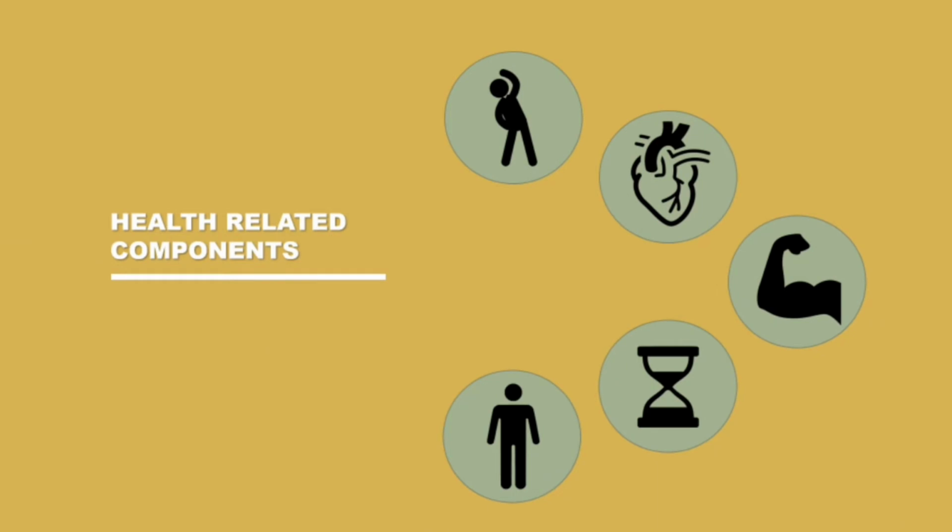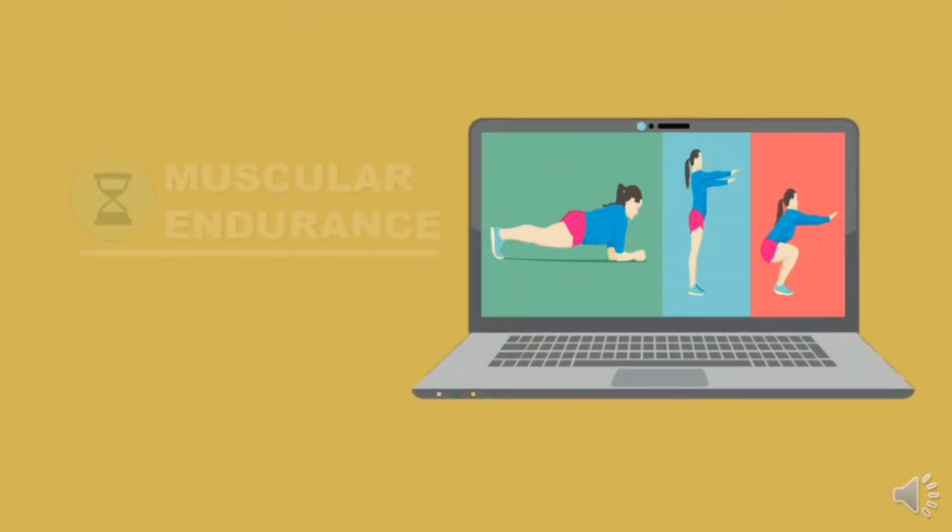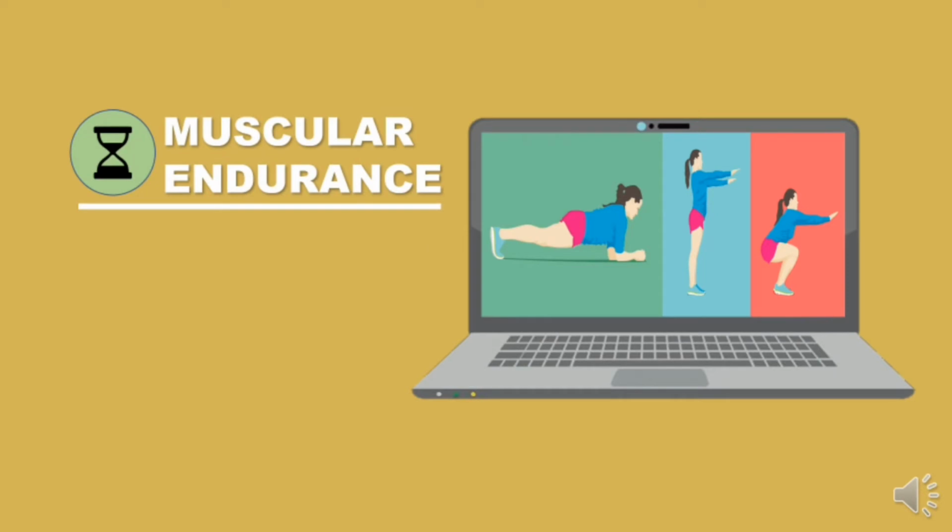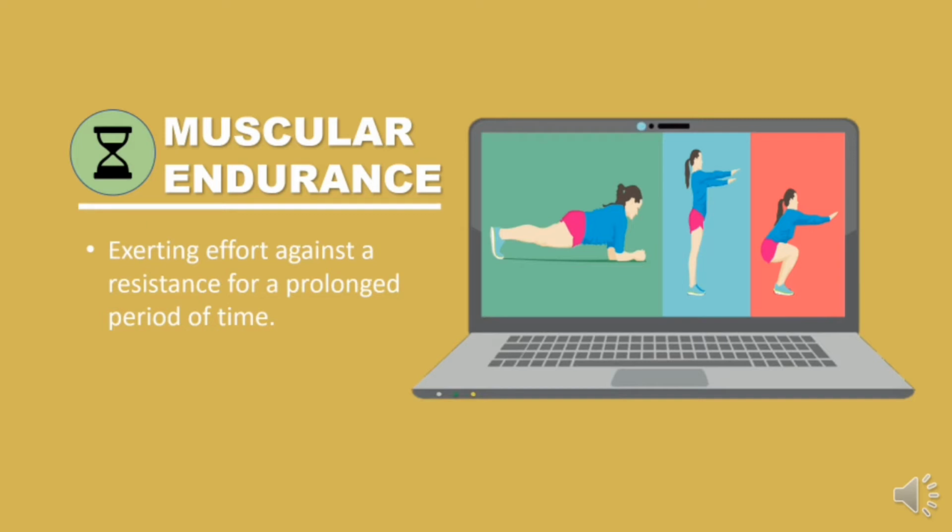Now let's move on to the fourth area of health-related components, which is called muscular endurance. Muscular endurance can be viewed as total body endurance, sustaining or repeating muscular activity for a prolonged period of time. Another way to think about it is the length of time your muscles can continue to work before tiring.